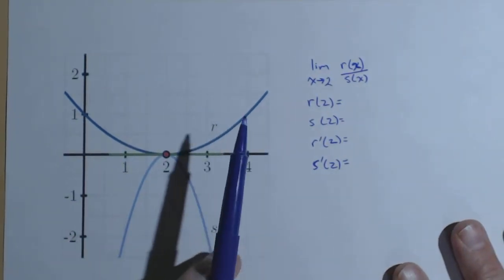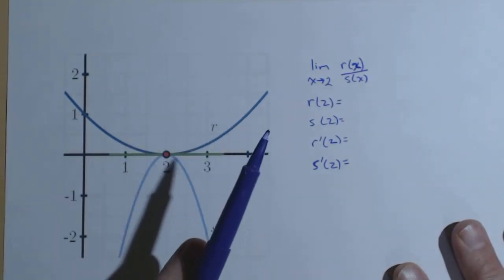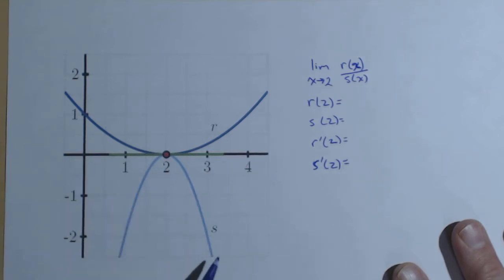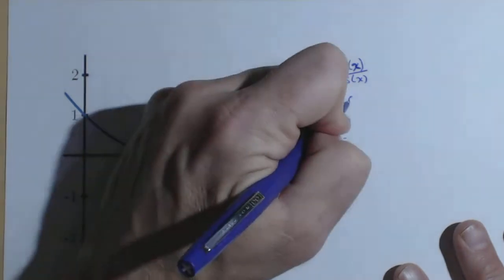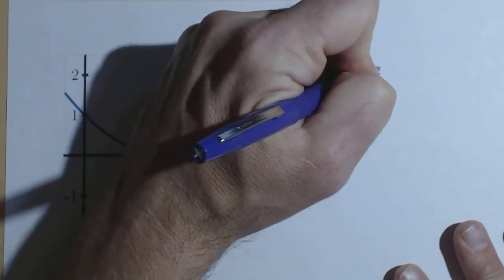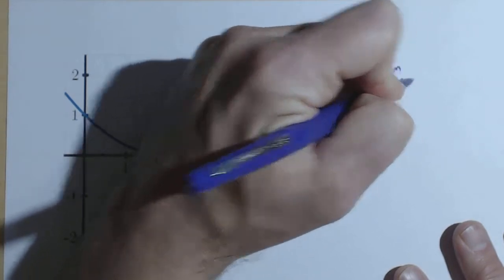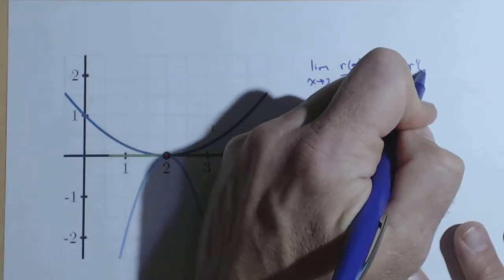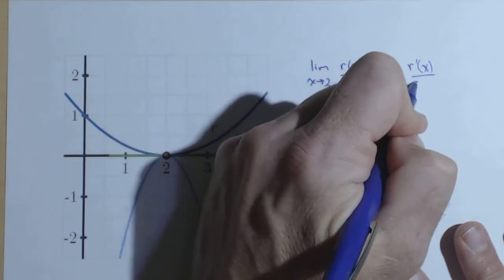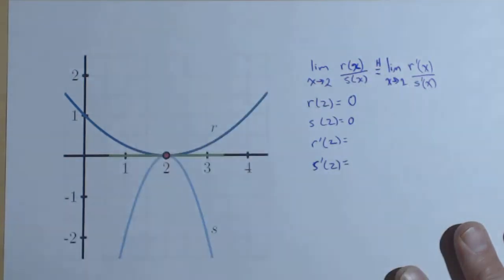So r of x over s of x. So here's r, this concave up graph. s is this downward opening graph. r of 2 and s of 2 are both 0. So that means we can use L'Hopital's rule and look at the limit as x goes to 2 of r prime of x over s prime of x.